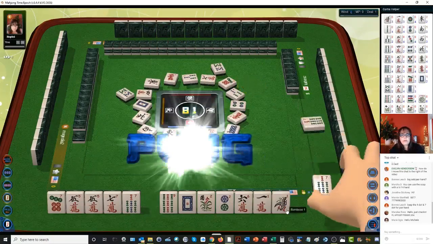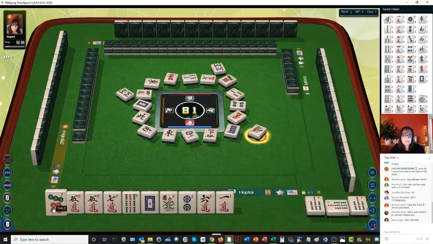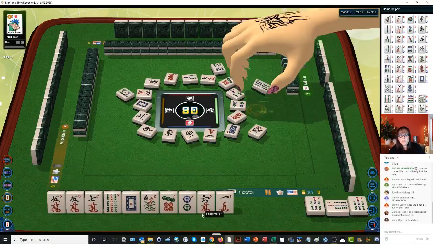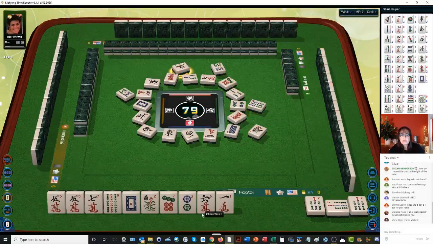Let's go ahead and pong. I am committing early on this one. We're going to push it because we have no gaps. So now it's going to be about holding 6 bamboos. Holding tiles. North wind, in hopes of getting a joker.